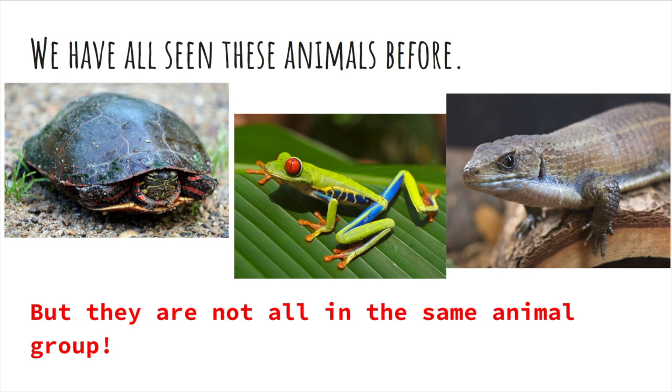We have all seen these animals before. On the left, we have a turtle. And the middle, we have a cool frog that you've probably seen at Rainforest Cafe. If you've ever gone to Rainforest Cafe, he's like their mascot. And lizards, like on the right there, a goofy looking lizard. But they are not all in the same animal group. Two of them are in the same animal group, but one of them isn't. So some are reptiles and some are amphibians.